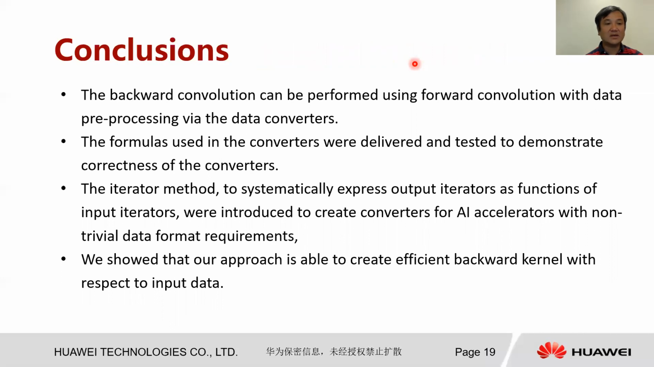So as a conclusion, in this work we show that the backward convolution can be performed using forward convolution with data preprocessing via the data converters. And we deliver the formulas for the converters, and we tested them to demonstrate the correctness of those converters. And the iterator method was introduced to create the converters for AI accelerators with non-trivial data format requirements. And we show that our approach is able to create an efficient backward kernel with respect to the input data.